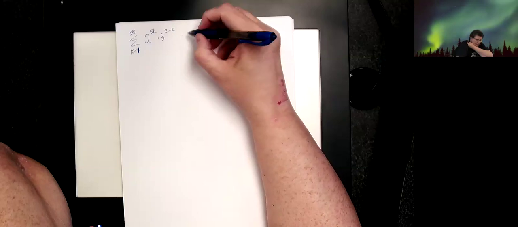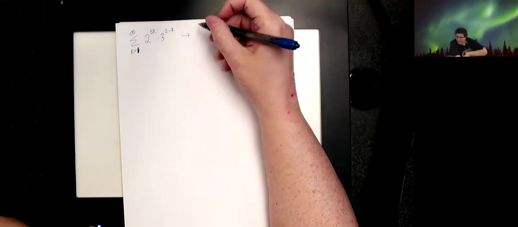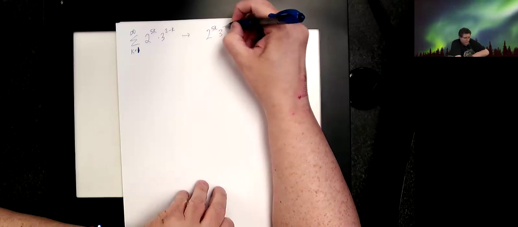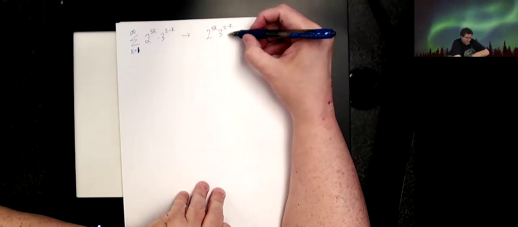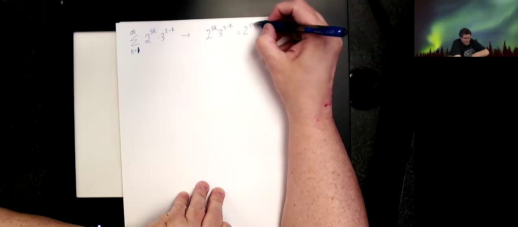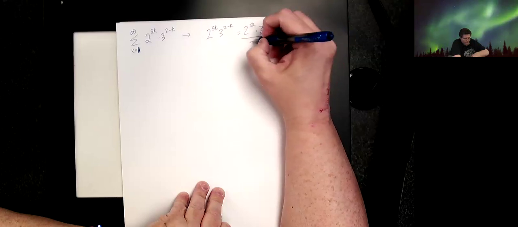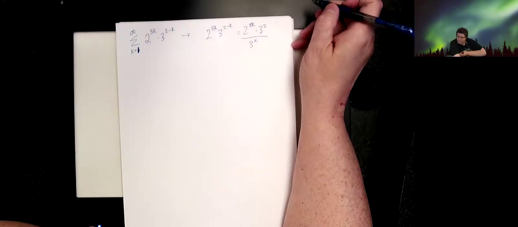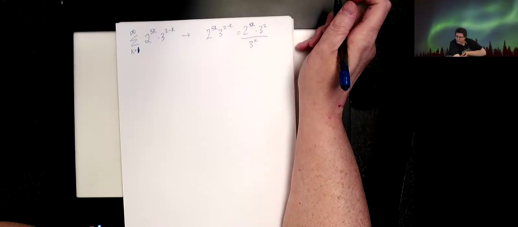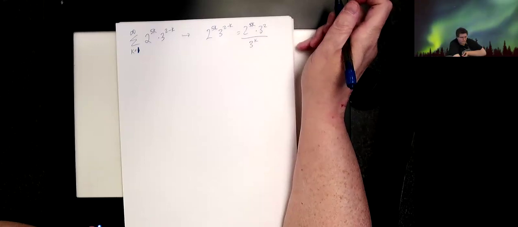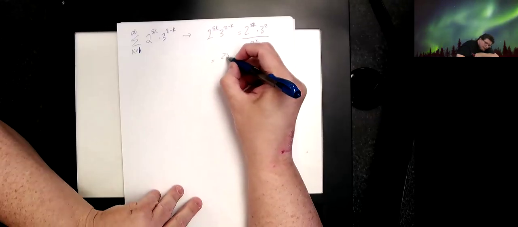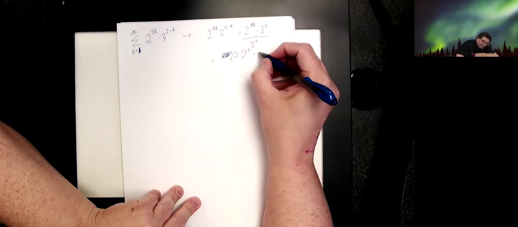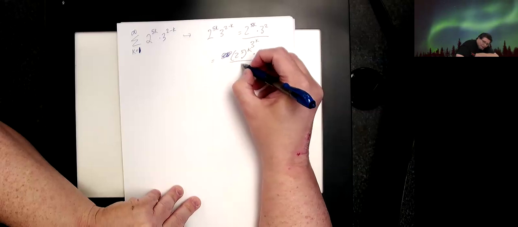So this is like having, let's see. Let's just look at the 2 to the 5k and 3 to the 2 minus k without looking at what's going on there. This is 2 to the 5k times 3 squared over 3 to the k. And that is like 2 to the 5th power to the k times 9 over 3 to the k.